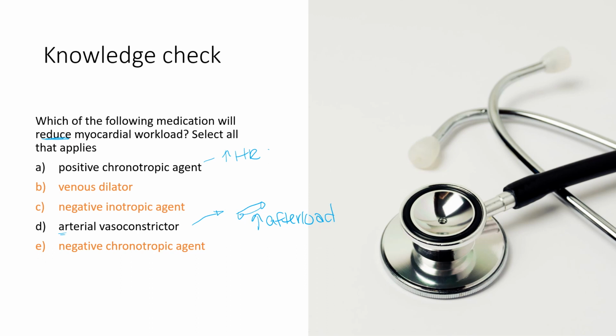So D is incorrect. And a negative chronotropic agent, which we kind of addressed in A, is an agent that again will decrease the heart rate rather than increase. And so by decreasing the heart rate, we are reducing myocardial workload.